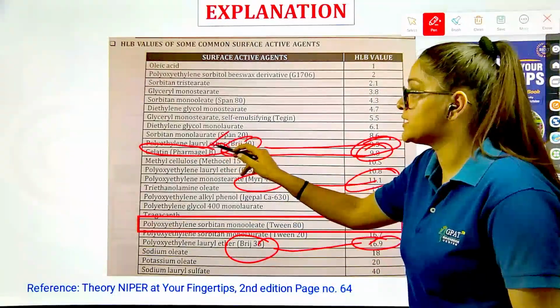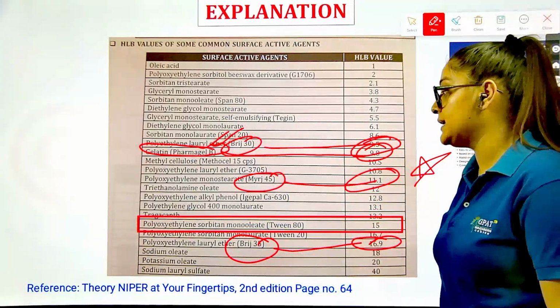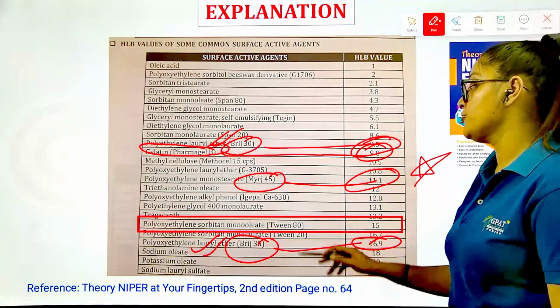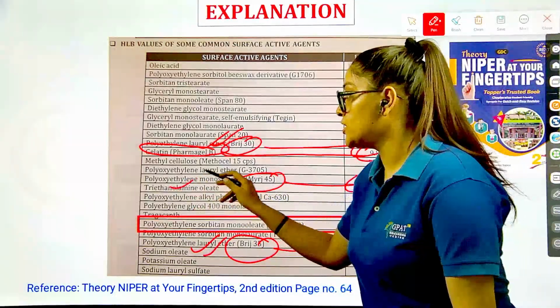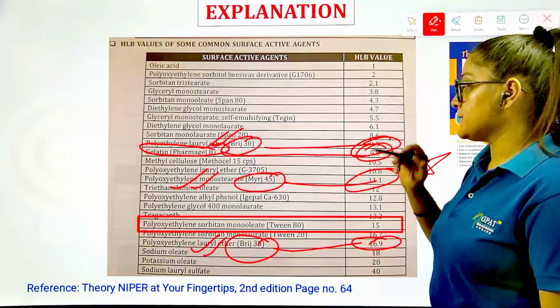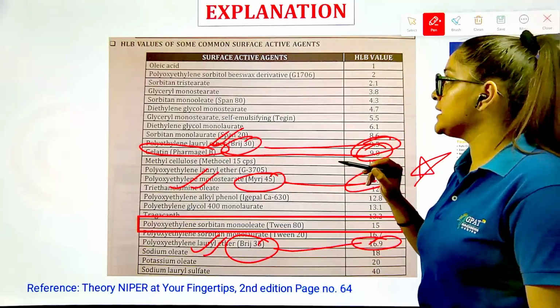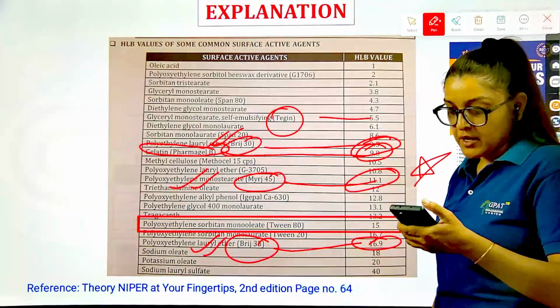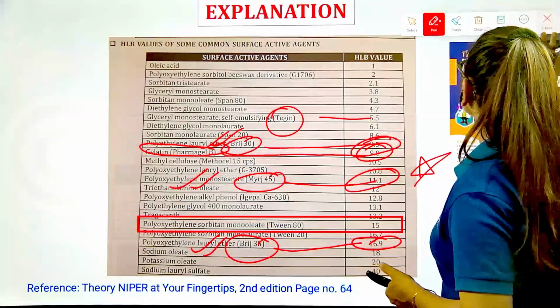Remember their names: polyoxyethylene lauryl ether, and for the next we have polyoxyethylene monostearate. Okay, then for the Tegin also, we have around 5.5. These are some exceptions you must remember.